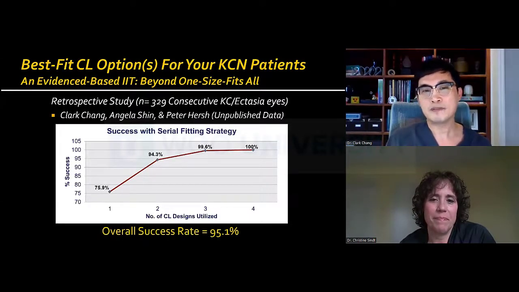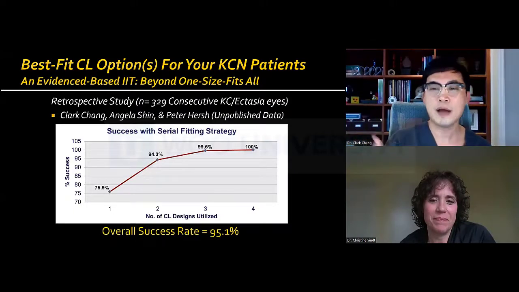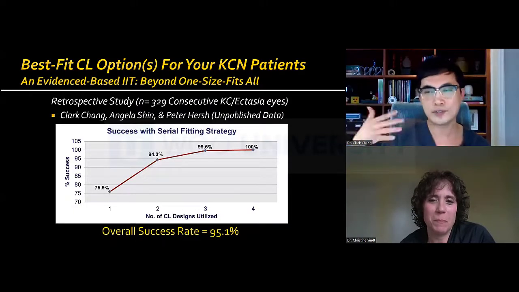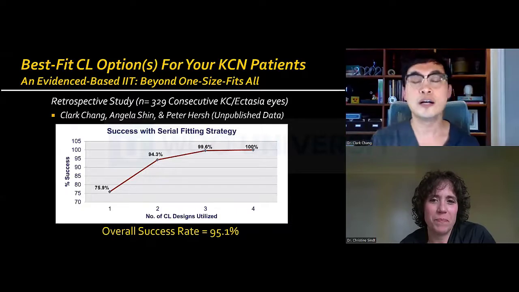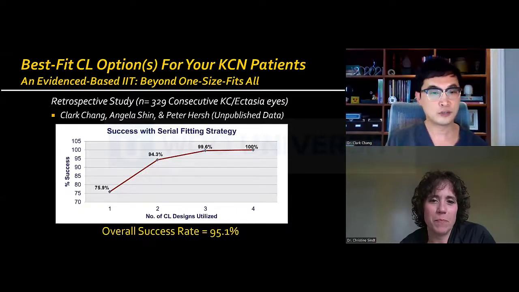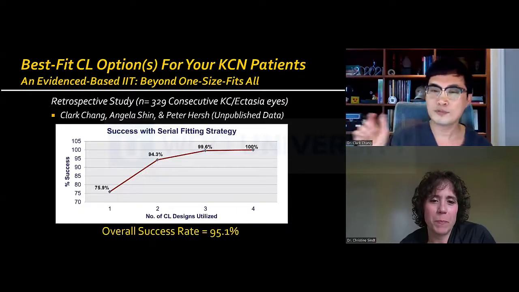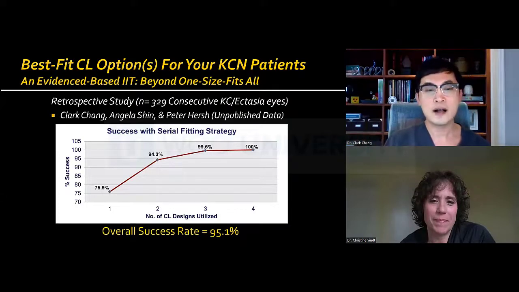So my fellow at the time, Dr. Angela Sheen, and myself and Dr. Peter Hirsch, we did a retrospective review of 329 eyes, all patients fit by me. And the majority of them after cross-linking, after intacts. So there's some sort of surgical means or intervention being provided. And so regardless of which lens I first start with, the rate is a 76% success rate.